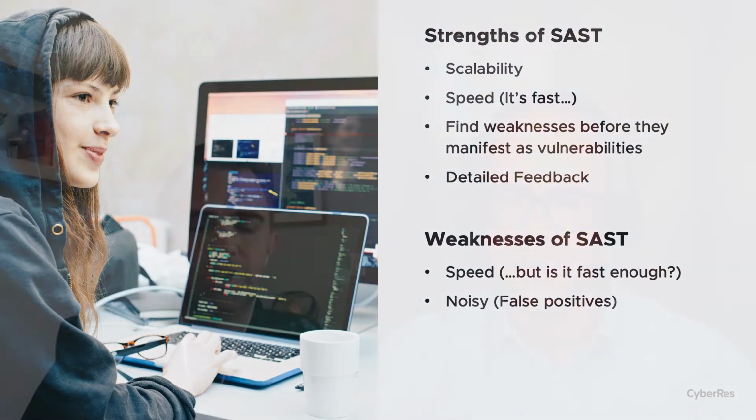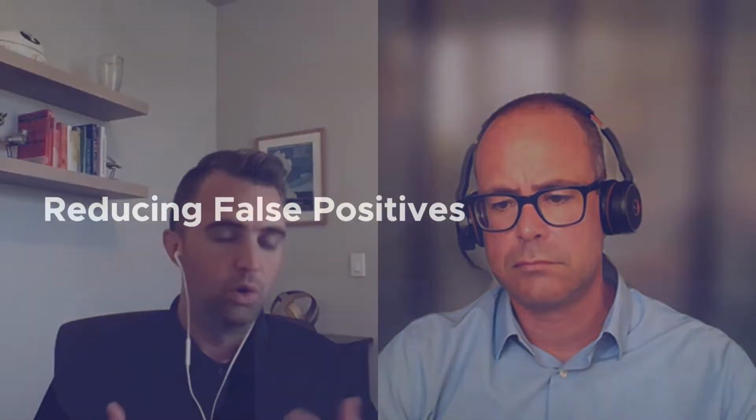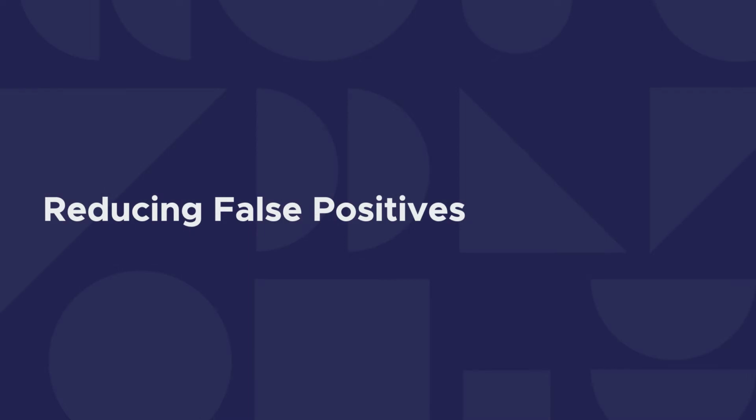And I'm glad you touched on the importance of speed, because as we know, speed is so important to developers. So let's talk a little bit about the false positives for just a moment. You mentioned those as a potential weakness. So what are some things that can be done to diminish or reduce these false positives?